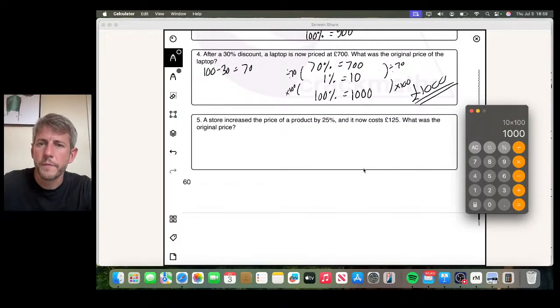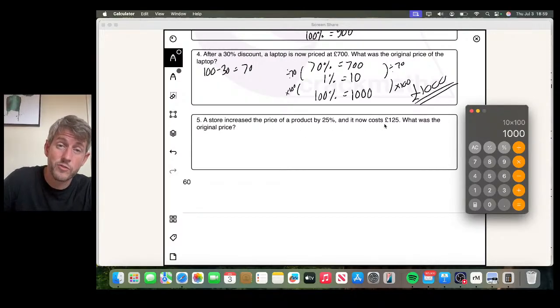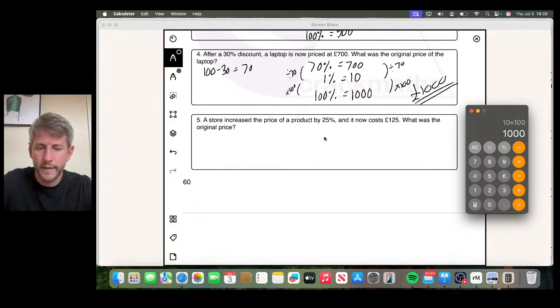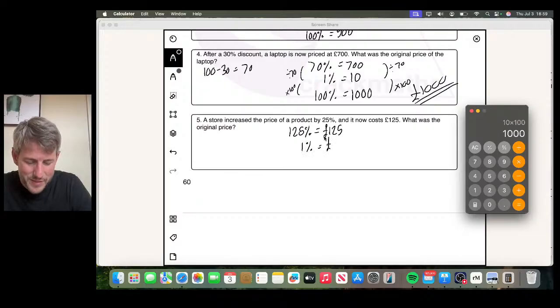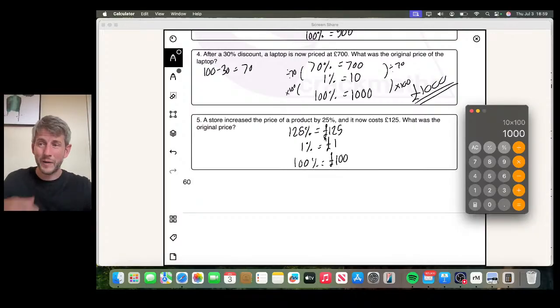Right, question 5. So question 5 says, a store increased the price of a product by 25% and it now costs £125. What was the original price? Okay, so increase of 25%. So we're now looking at 125%. 125% equals £125. There we go, 1%, I can do this one here, would equal £1. And 100% would equal £100.